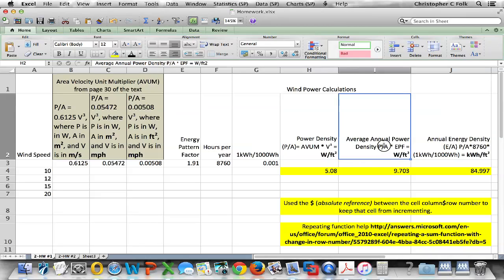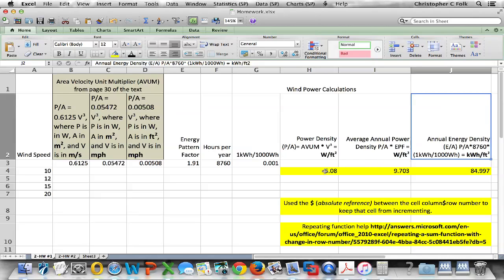This column will be my average annual power density times my energy pattern factor, measured in watts per square feet. And then finally, I will determine my annual energy density by multiplying the power density times the number of hours in a year and 0.001. So this is kind of tricky here.